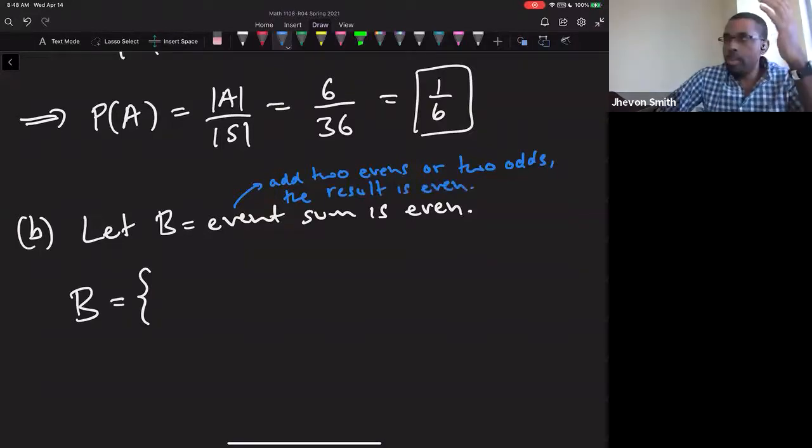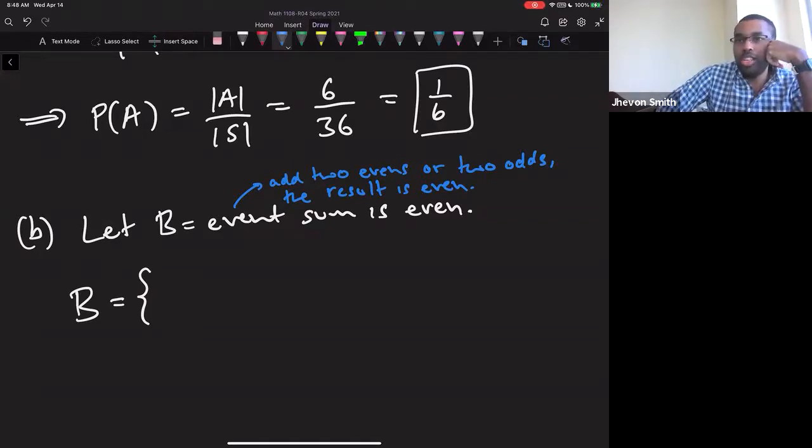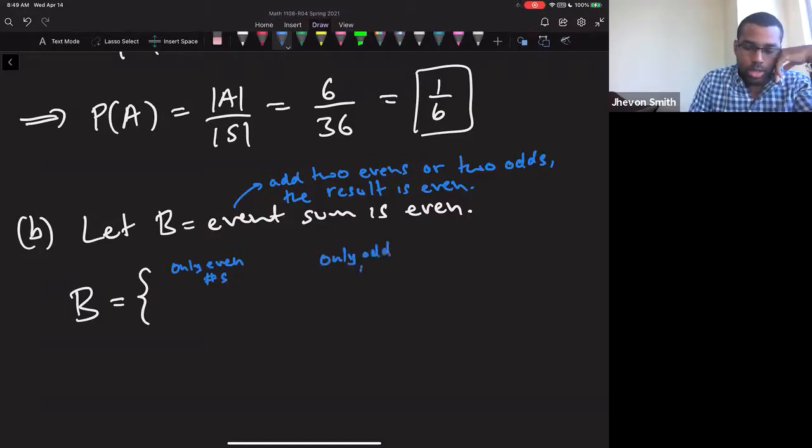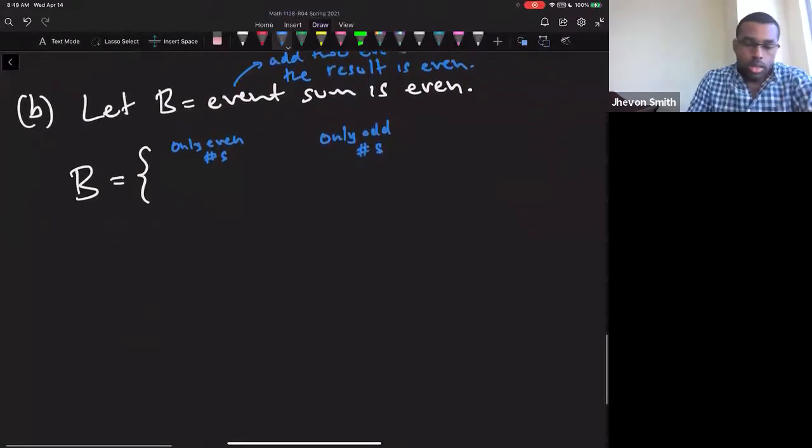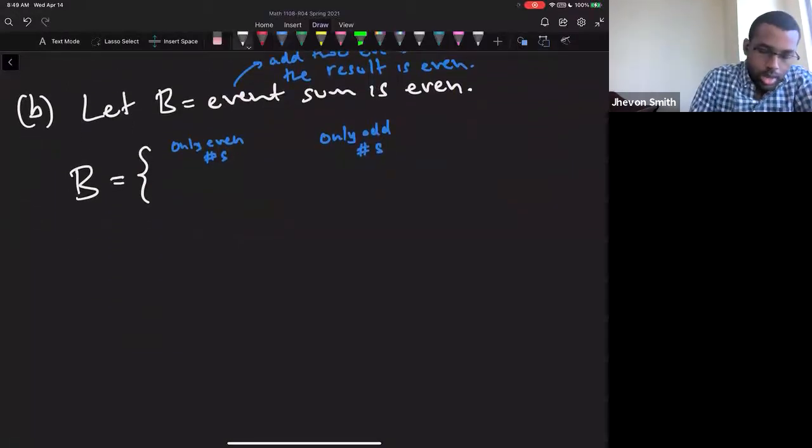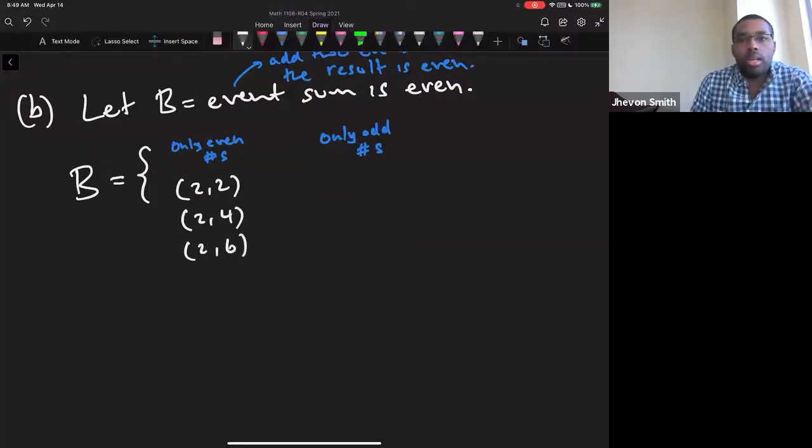Right? So if you add two even numbers and you add two odd numbers, the result is even. So you can just focus on adding only even numbers and only odd numbers. So look at only even numbers. That could be 2 and 2, 2 and 4, 2 and 6. That's when die 1 is the smallest even number.